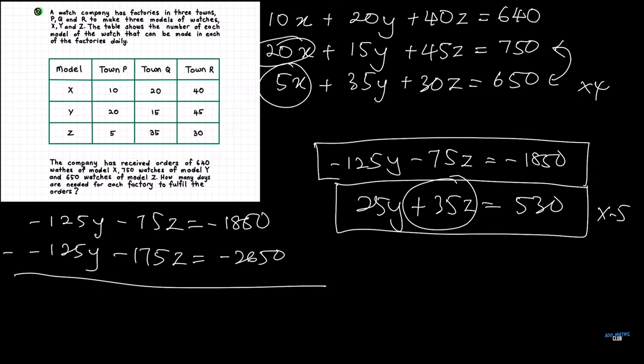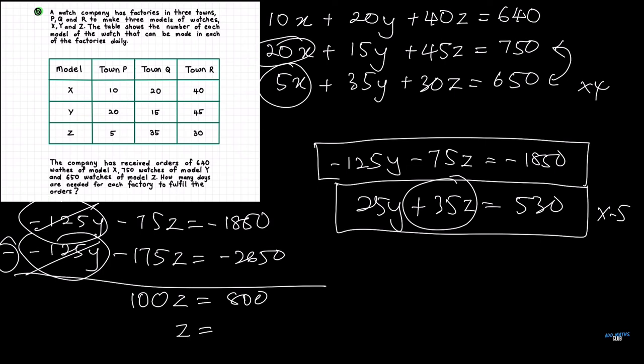So now, I have to minus. Sama kan? Negative 125y, negative 125y. So I just have to minus, will cancel off. Agree? So next, negative 75 minus negative 175. That will be 100z equals to, last one, negative 1850 minus negative 2650. That will be 800. Now z will be 800 divided by 100, which is 8. So now z is 8.